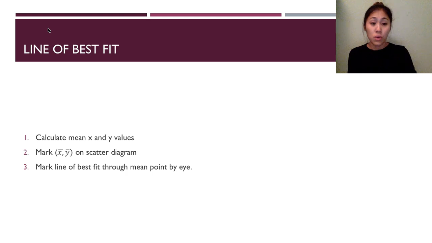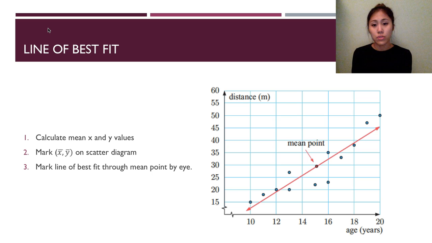So this is just going to be a general, what do you think would be a good line that passes through the mean values that you found that shows a general trend of your data set. So it looks like this. This red line is a marked line of best fit through the mean point that was calculated by eye.